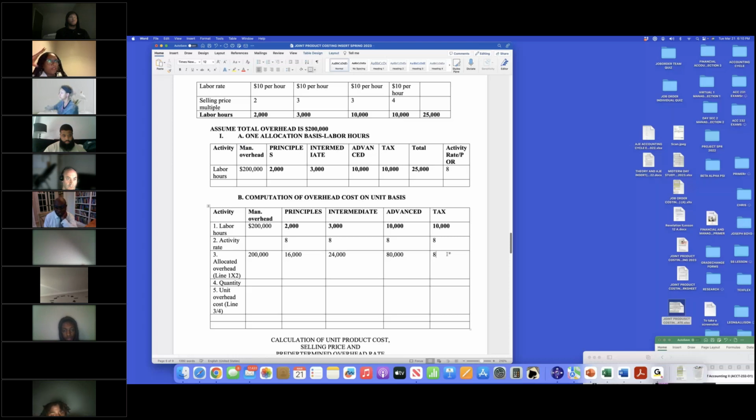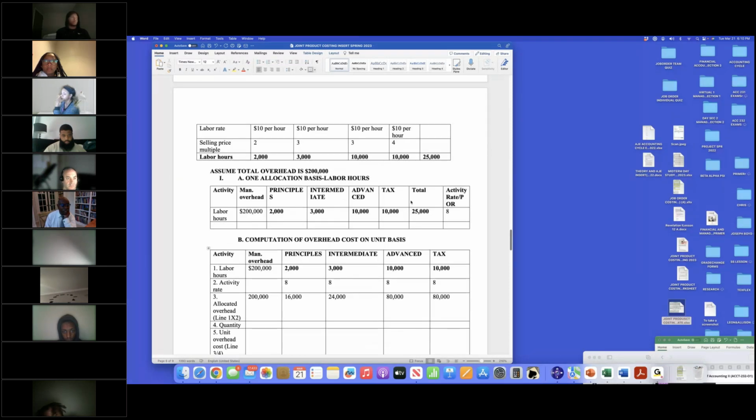What are we gonna do next? What's on line 4? The unit overhead costs, so you divide line 3 by line 4. Now we've got to do line 4. Do we add up all of the total? So if we're on the advanced, are we adding up 10,000 plus 8 plus 80,000 for our quantity? No. You're just going to take the quantity from the other sheet. How many books you're going to do for each? Okay.